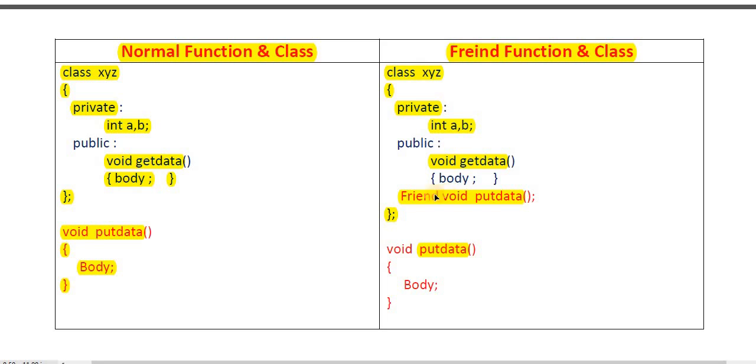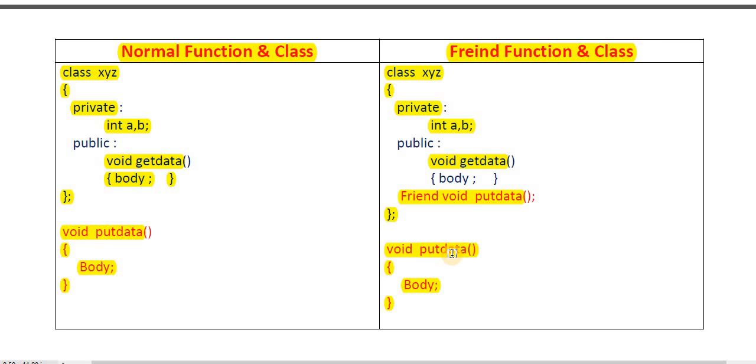A friend function is not a member of a class, it is just a friend, because a friend function is just declared inside the class using the friend keyword, and the body of a friend function is always written outside the class. When we define the body of a friend function, we do not use the friend keyword. The friend keyword is only used for declaring a function inside the class body. So these are the main points about friend function.